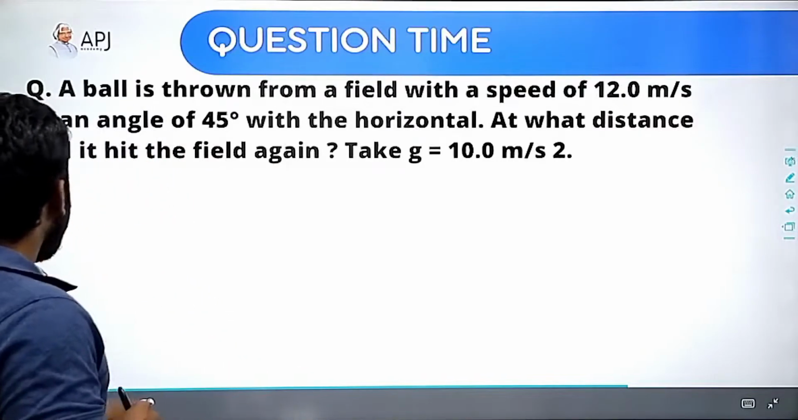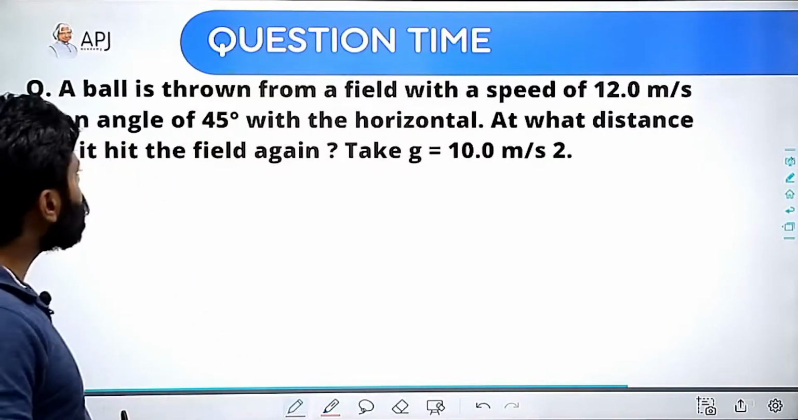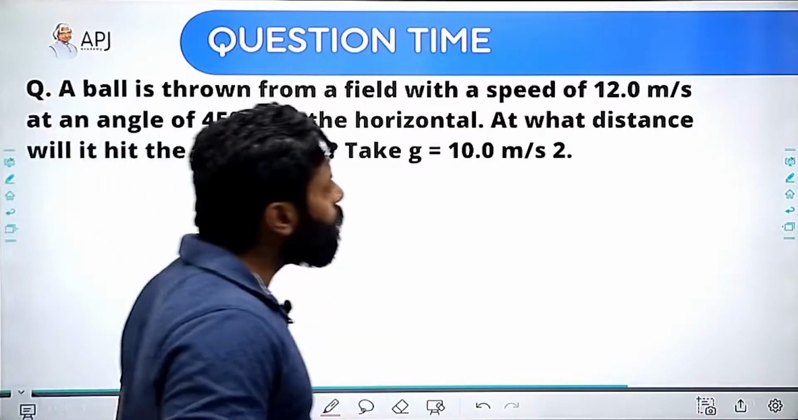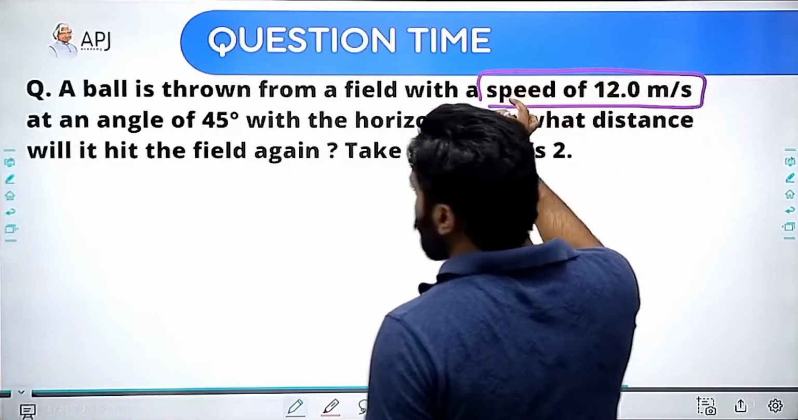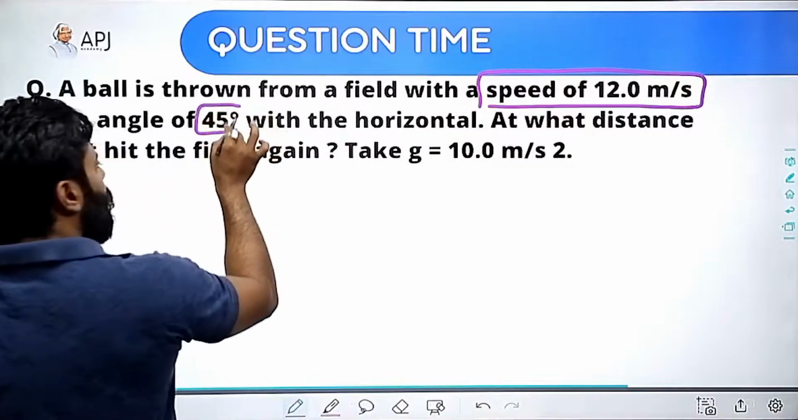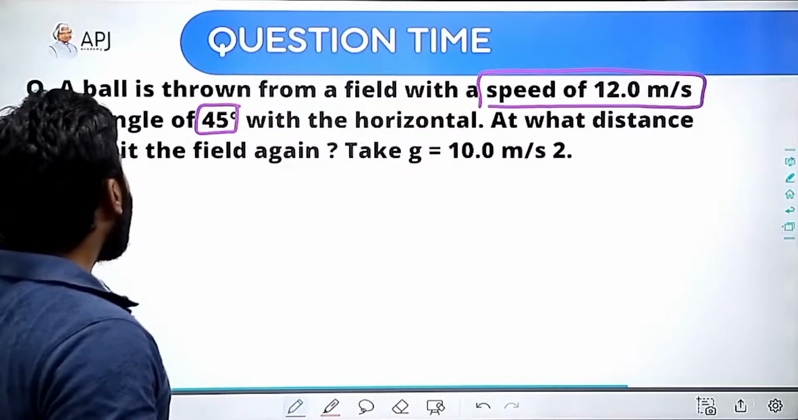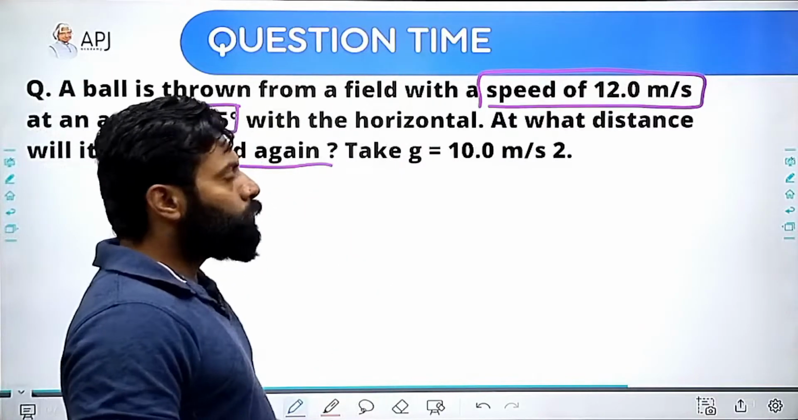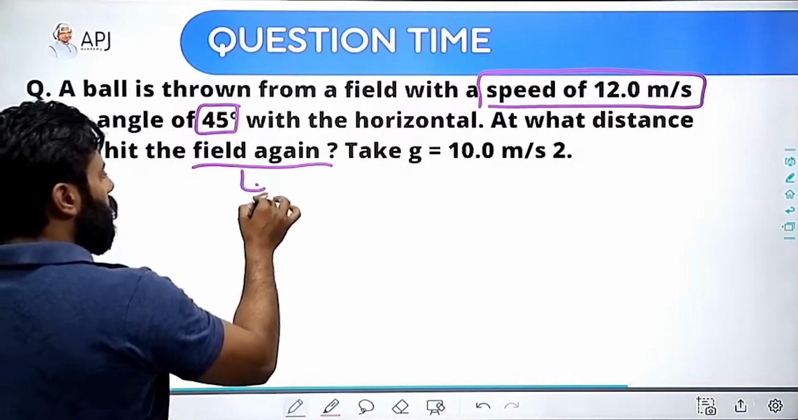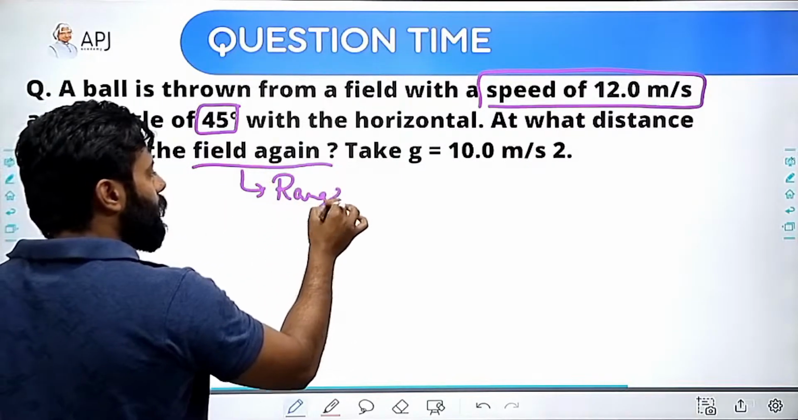So let us start. A ball is thrown from a field with a speed of 12 meter per second at an angle of 45 degree with the horizontal. At what distance will it hit the field again? Tell me. So basically they are asking for the range, isn't it?